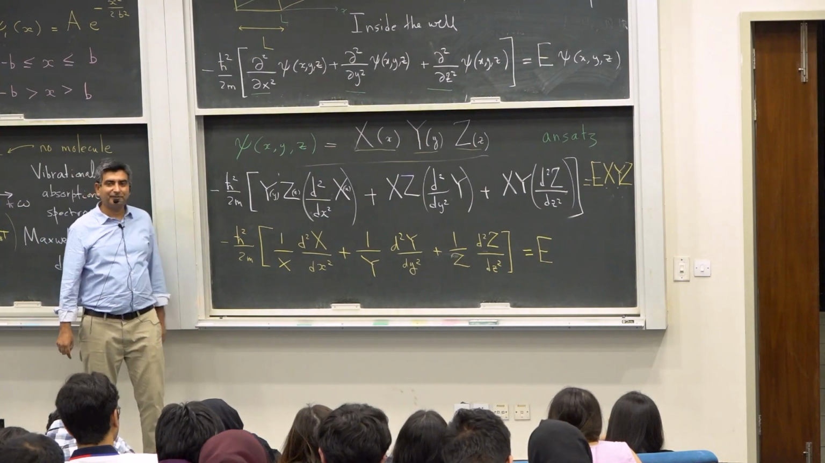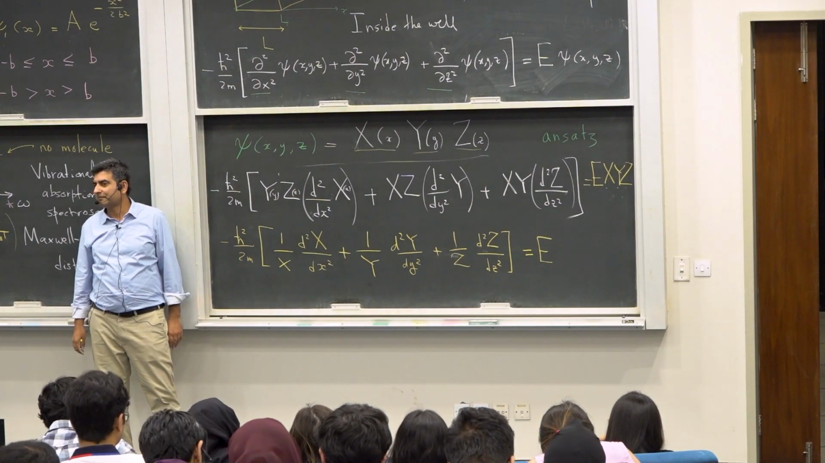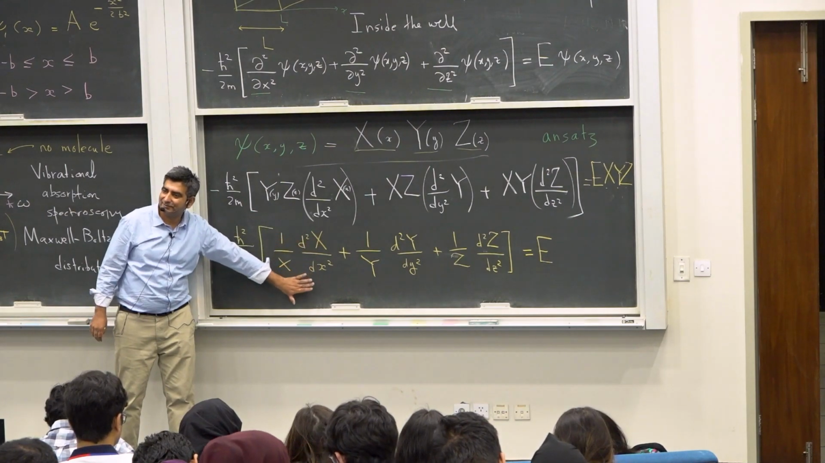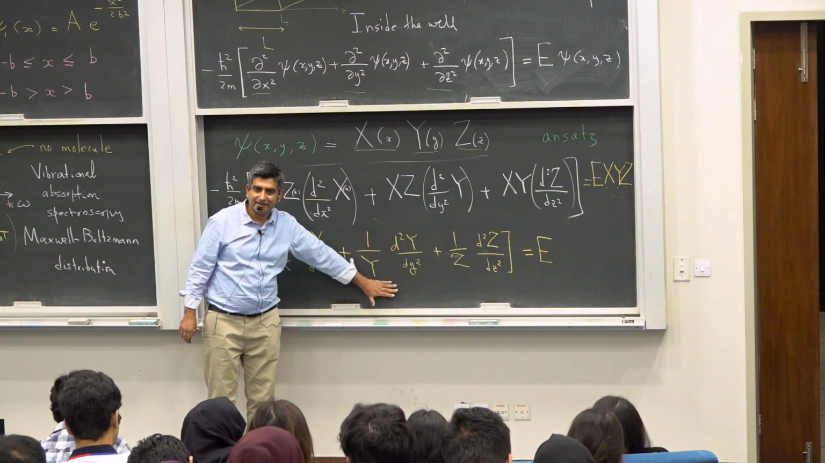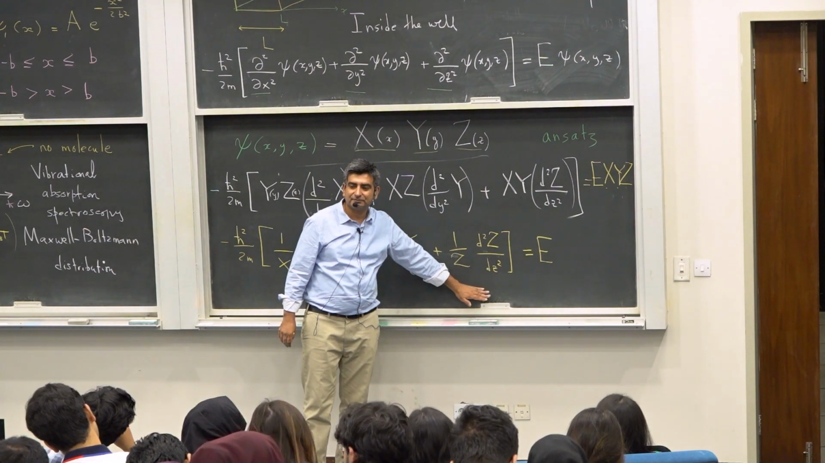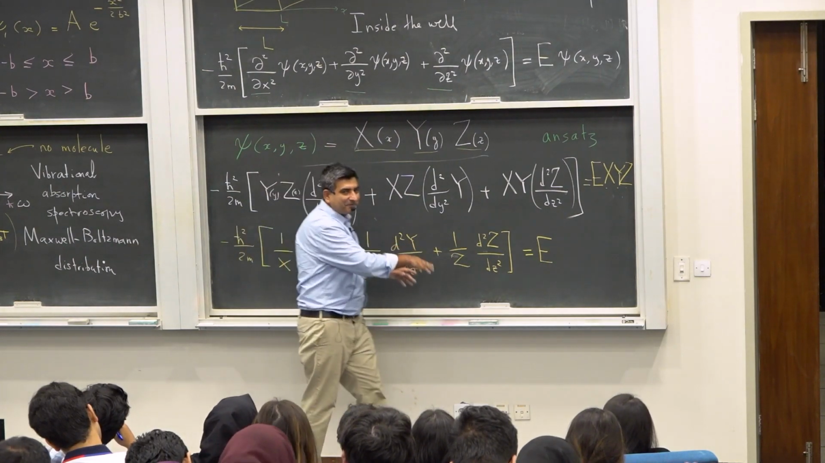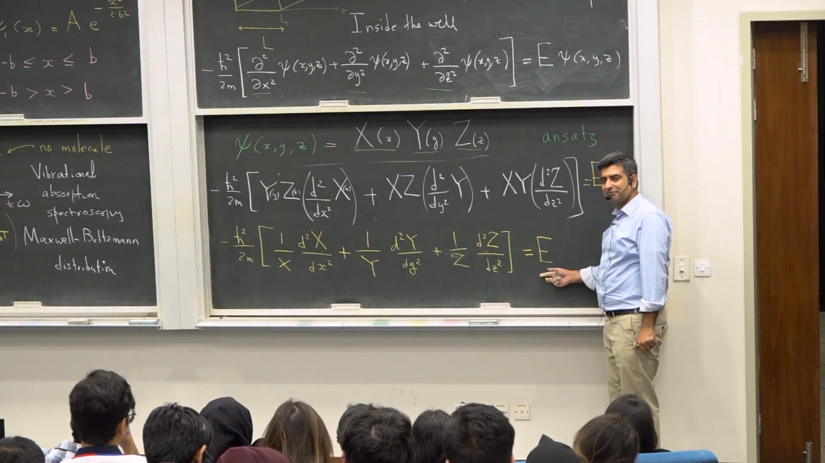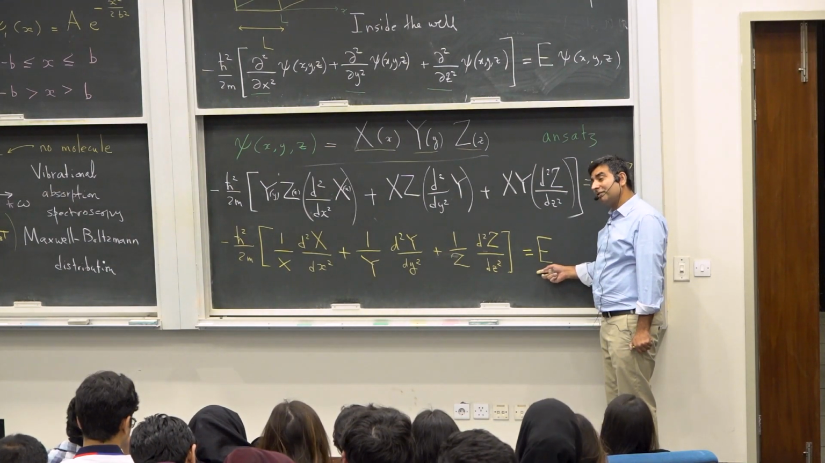Now the point is, on the left hand side you have three terms. You have x dependence here, only x dependence. You have y dependence here, and you have z dependence here. So you have three terms: x dependence, y dependence, z dependence, and you add all three terms, you get a constant. Don't you? Yes. You get a constant.